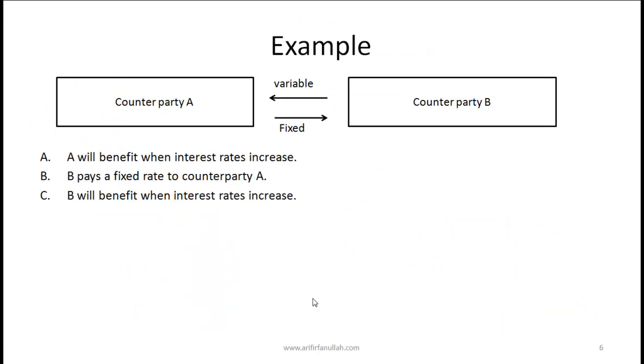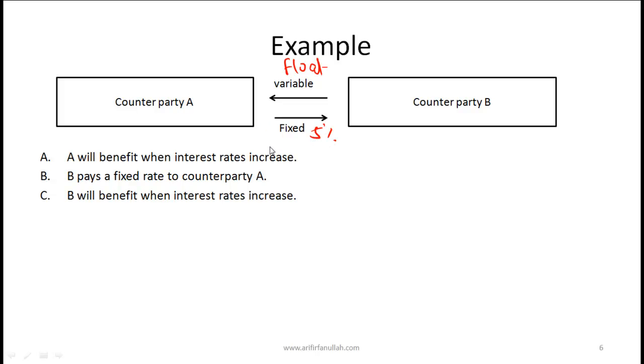Here is a simple example and quite indicative of what you might see on the exam. Let's say you are given this picture and you are told that we have two parties. Counterparty A makes a fixed payment, and counterparty B makes a variable or floating rate payment. Now, which of these statements is true? A will benefit when interest rates increase. So when interest rates increase, A will benefit because, let's say A's fixed rate is 5%.